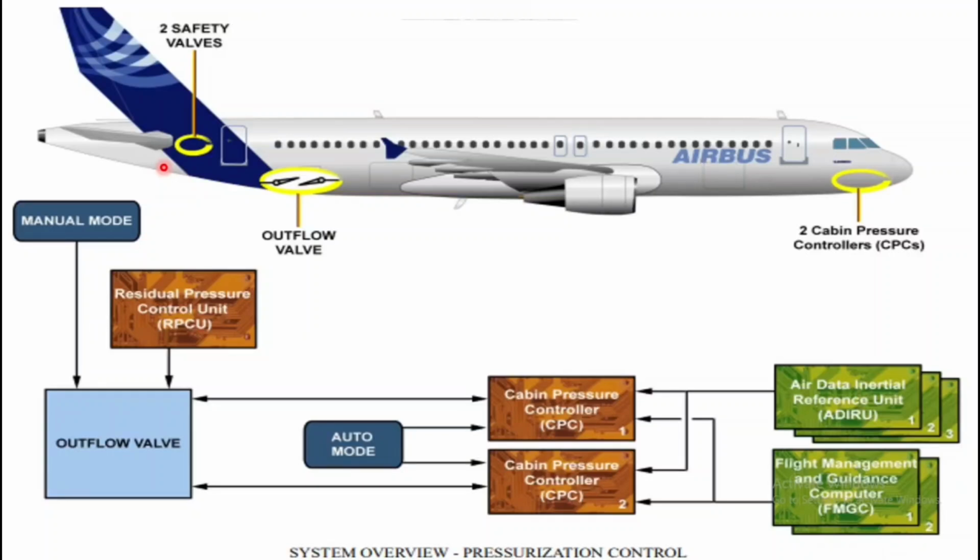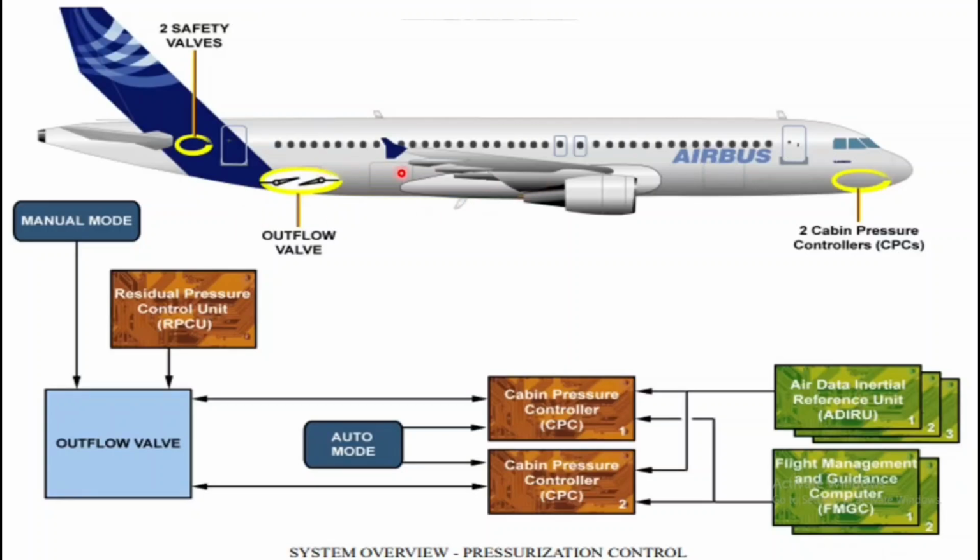And there is an outflow valve used to regulate the amount of air allowed to escape from the pressurized area. This is your outflow valve, and from there air is allowed to escape from the pressurized area whenever required, or by automatic control depending on the scenario.